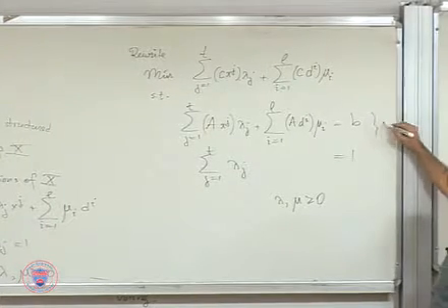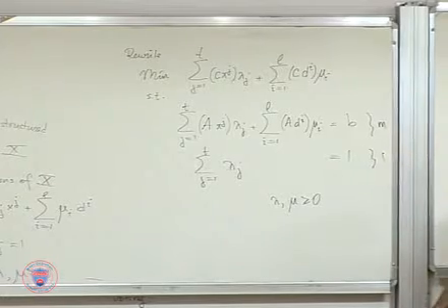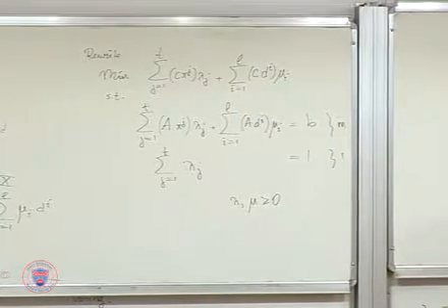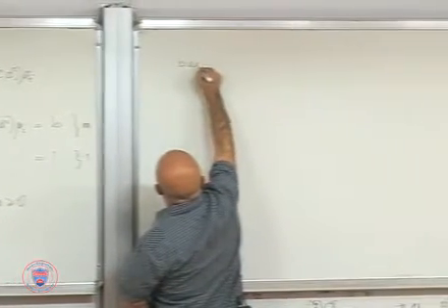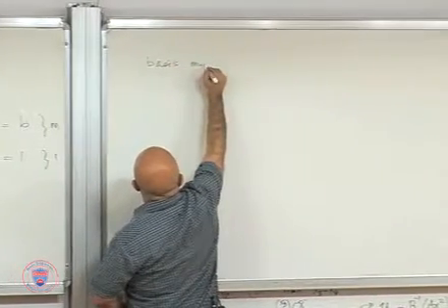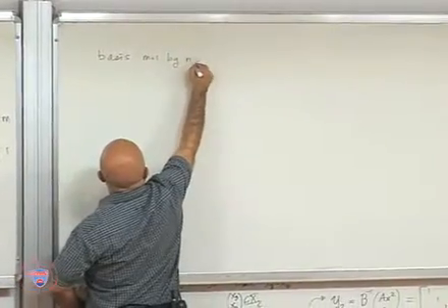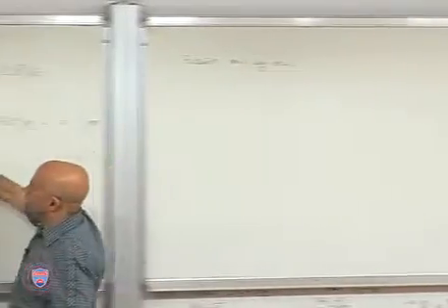How many here? m. How many? 1. So again, you needed m plus 1 basis. This is the master problem, by the way.